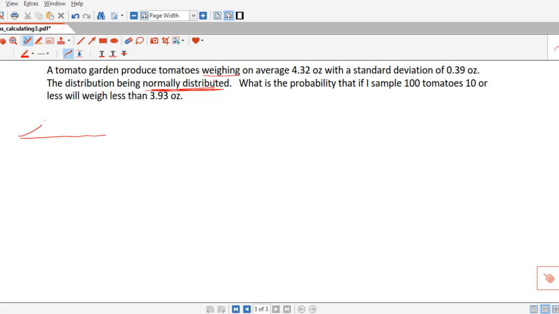So looks like I had a normal distribution. This is the weight of the tomatoes. On average, 4.32 ounces. Great. I'm going to just say that is the mean of this distribution, 4.32 ounces. This is my, call this the random variable x, why not? And a standard deviation of 0.39.